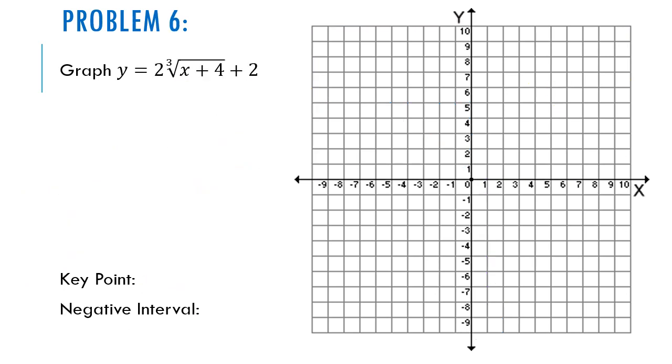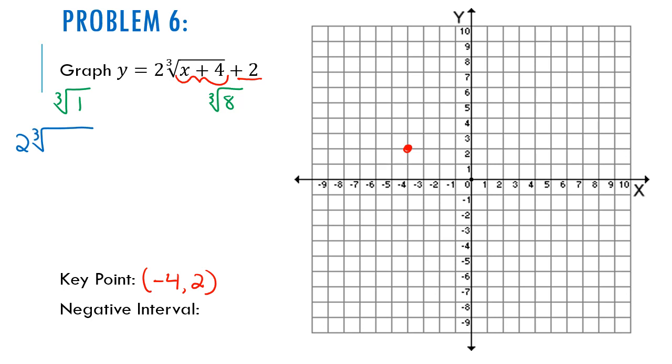All right, our last problem. So once again, we want to find our key point by asking the question, what number plus 4 would equal 0? Negative 4. Our back number is 2, so that'll be the y part. So we're at negative 4, 2, so it'll be right here. And we're going to go ahead and try to create a cube root of 1 and a cube root of 8.